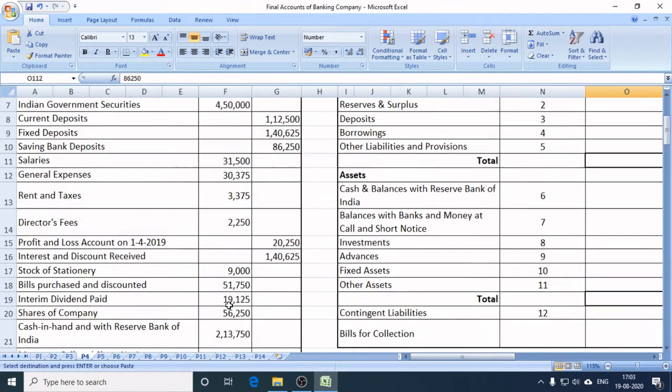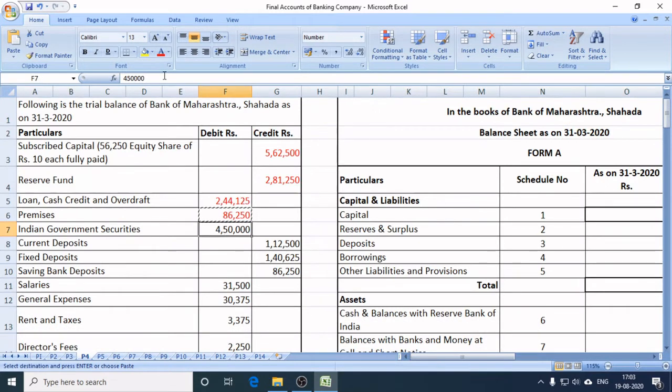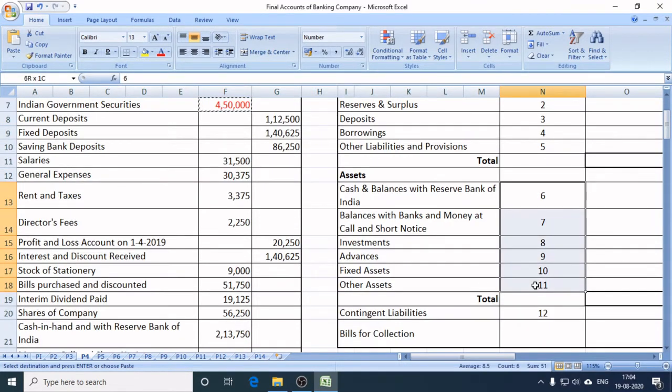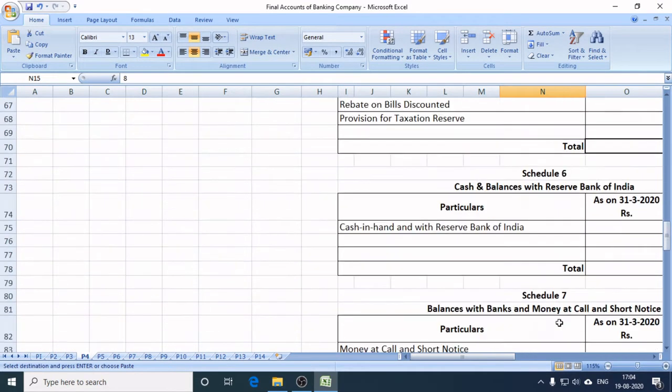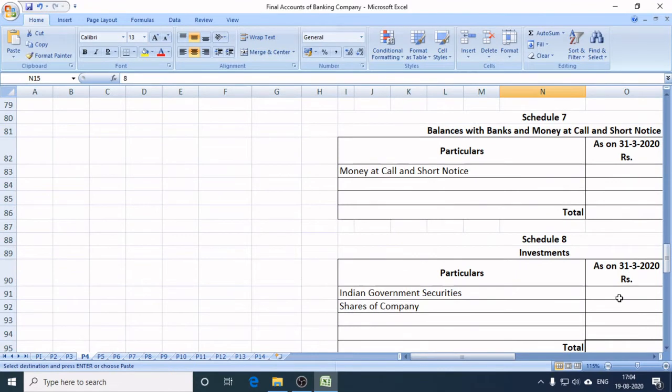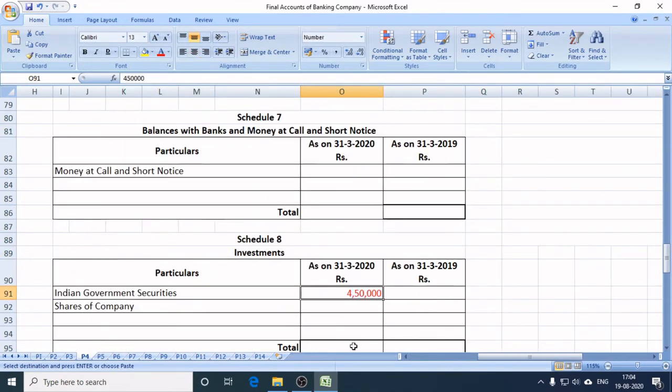Next in the trial balance is Indian government securities. It is also debit balance. It is also asset. Now out of these 6 schedules, we should mention it under schedule number 8, that is investments. So investments here, Indian government securities, 4,50,000.